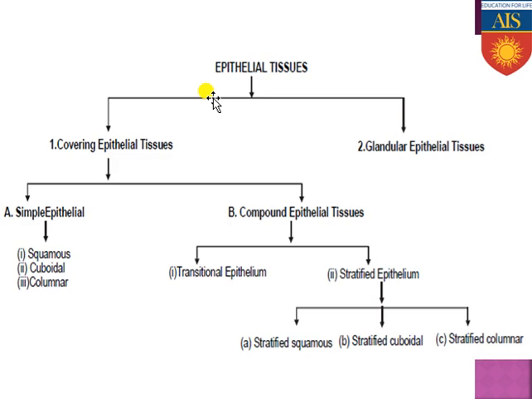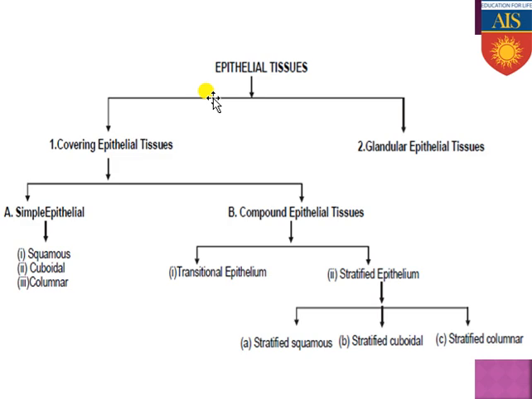Simple epithelial tissue, obviously, will be very simple because it contains only a single layer of cells, and there are 4 different types of simple epithelial tissue: squamous epithelial tissues, cuboidal epithelial tissues, columnar epithelial tissues and ciliated columnar epithelial tissues. Ciliated columnar is not mentioned here, but in the next slides, when we discuss the various types of simple epithelial tissues, you can see there is one specific slide based on ciliated columnar epithelial tissues.